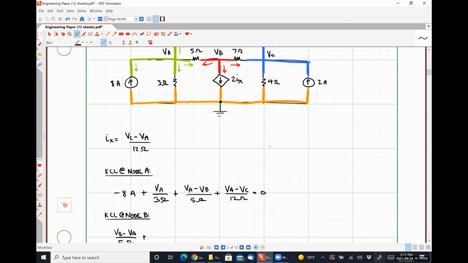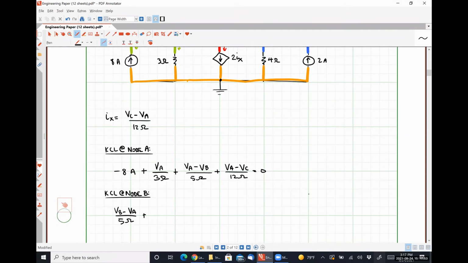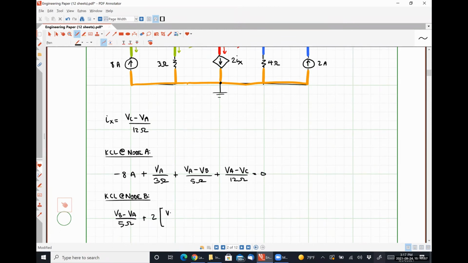Savannah, am I allowed to pick on you yet, or do I need to move along? All right, Savannah, what's the current flowing down through the current source, the dependent current source? That's absolutely correct. So typically speaking, I would write it as 2IX and then do the substitution as a separate step, but there's nothing stopping us from just going ahead and doing it now, since we've already identified that variable. Perfectly reasonable approach. So 2 times VC minus VA over 12 ohms. So that's 2IX, and I've just substituted what IX is in terms of my nodal voltages.